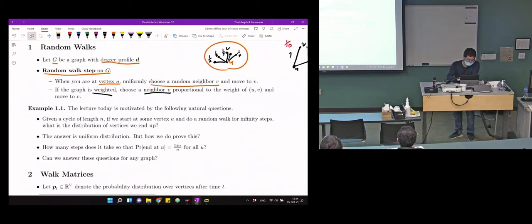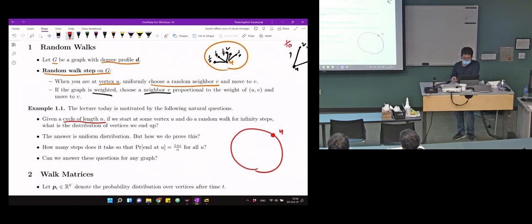Let's look at this natural question to motivate today's lecture. Suppose that you are given a cycle of length n, and let's say you start at some vertex u. If I do random walk steps, infinitely many steps, keep doing this, what do you think would be the distribution of the vertices that we are at? Gaussian. Gaussian, with the mean being where we started.